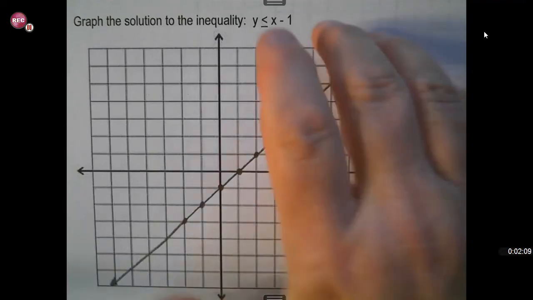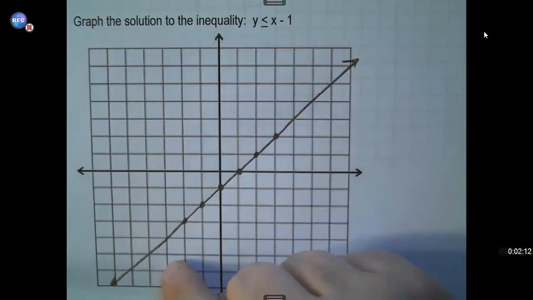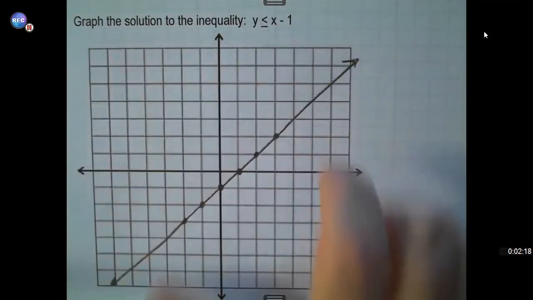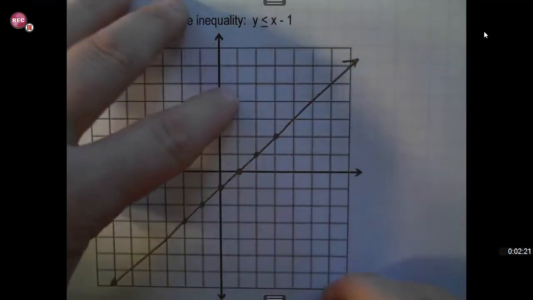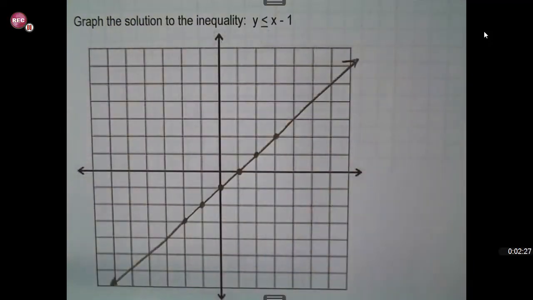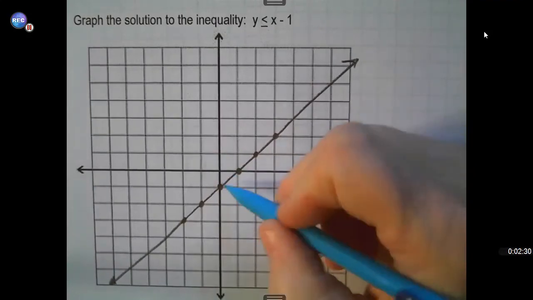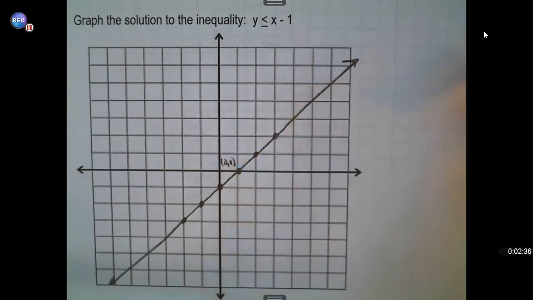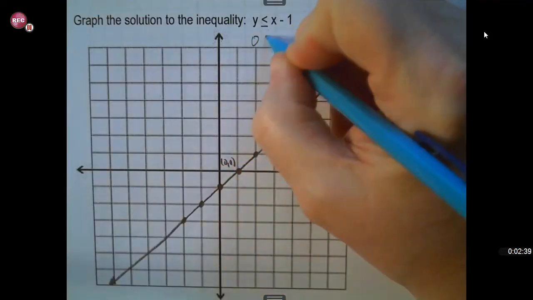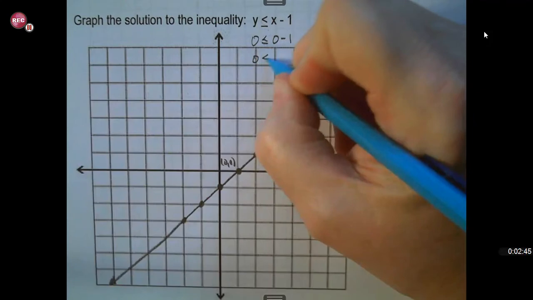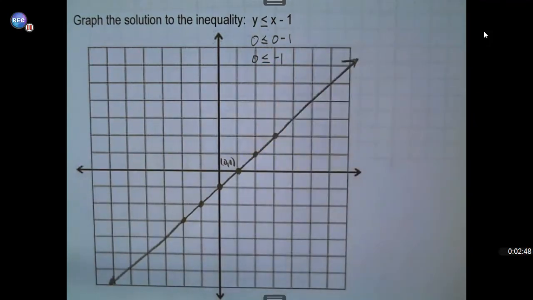And then I have to figure out where to shade. So I know that for this inequality, part of the answer is going to be the line. Now I have to determine if the answer is going to be above the line or below the line. Which side is it going to be on? Is it going to be this side above the line, or is it going to be this side below the line? Okay. And the way I figure that out is, if the origin isn't on the line, I plug in the origin, the ordered pair 0, 0. So I plug in 0 for y and 0 for x. And when I simplify that, I get 0 is less than or equal to -1. That is not a true statement. 0 is not less than or equal to -1.